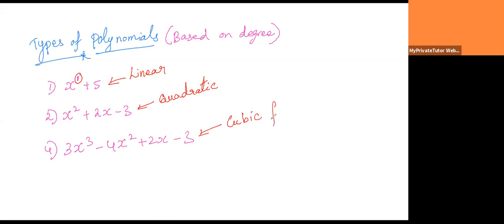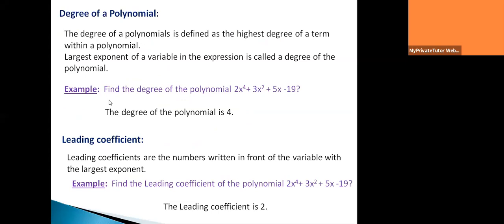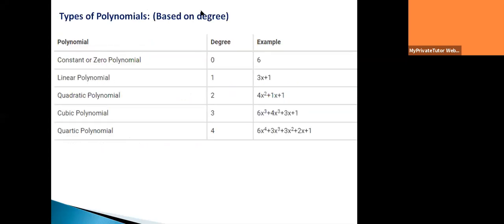Cubic function, isn't it? And it goes on. If you have a 4 as the highest exponent, then it is called a 4th degree polynomial, then a 5th degree polynomial, and it goes on. Let me share the screen, I mean the presentation. Have a look at this.